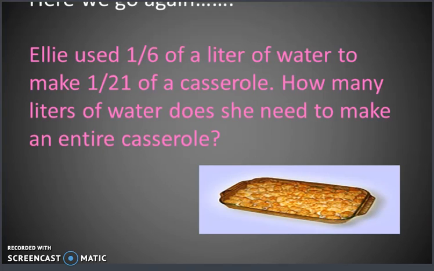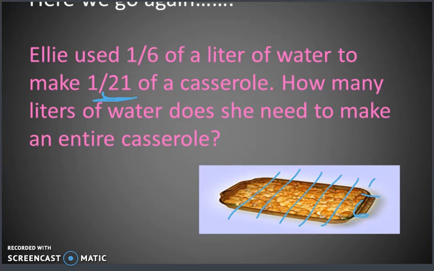But what we have is this casserole over here that is cut basically into 21 pieces. And I'm not going to cut it into 21 because I don't have enough room, but for every one of those pieces, she has to use 1/6 of a liter of water. So hit pause and use that information to see if you can figure out how to solve this problem.